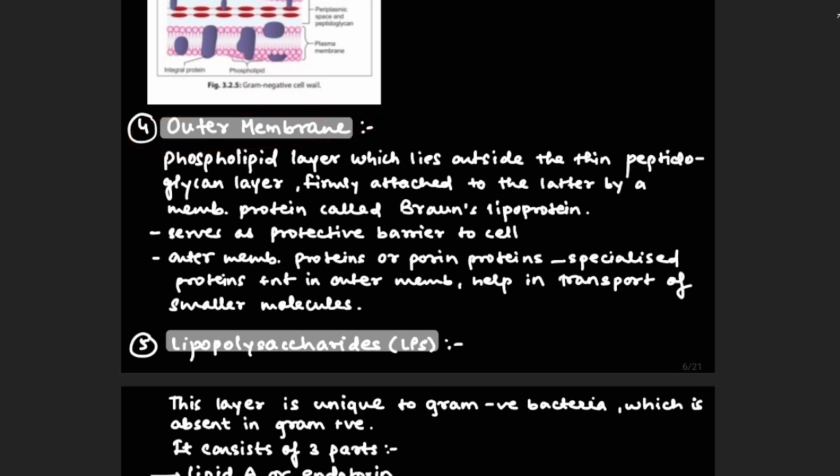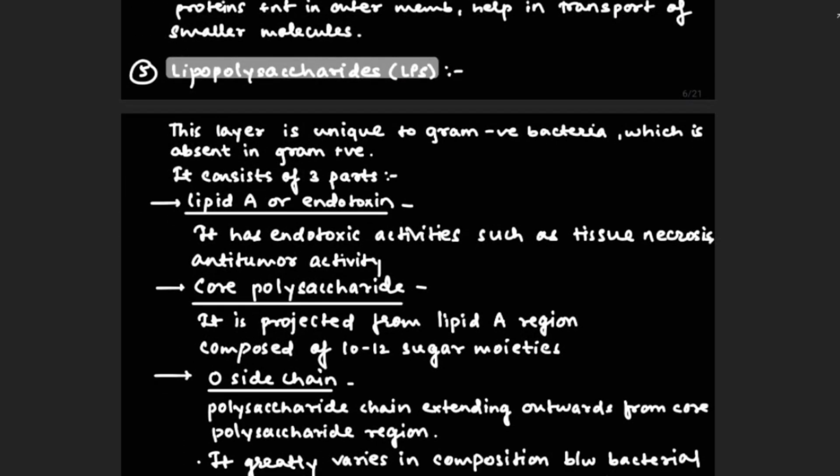So the phospholipid layer which lies outside the thin peptidoglycan layer is firmly attached to the latter by the membrane protein, and it is known as Braun's lipoprotein. The outer membrane also serves as a protective barrier to the cell. There are also outer membrane proteins or porin proteins. These are specialized proteins present in the outer membrane which help in transport of smaller molecules. Then next is lipopolysaccharides, LPS.